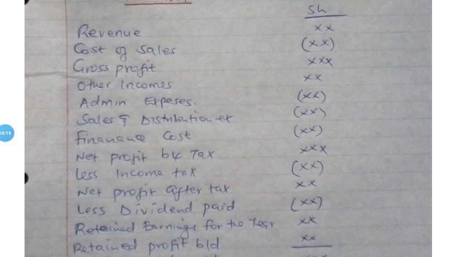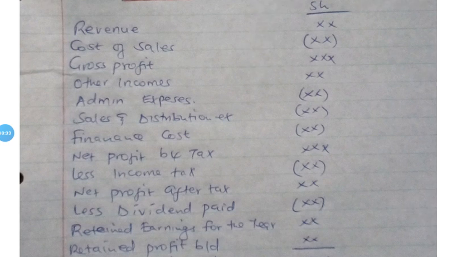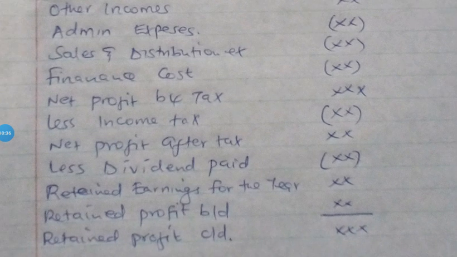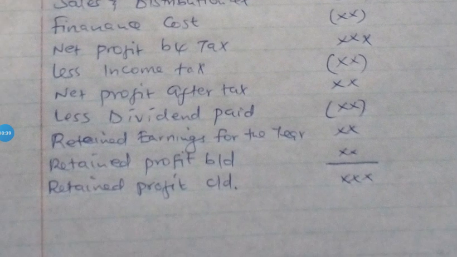Obviously, if we have the net profit before tax, we less the income tax. When you less the income tax, you get the net profit after tax. And after getting the net profit after tax, we pay dividends. So after paying dividends, remember to show that you paid, you are putting a negative sign, or simply you are putting it into brackets. After paying dividends, you get retained earnings for the year.